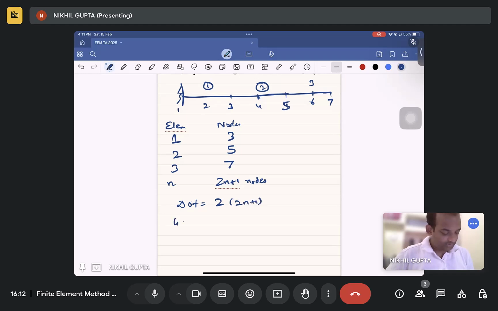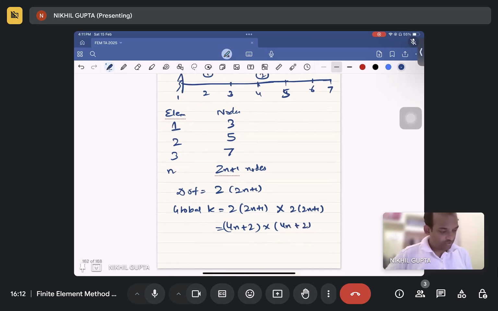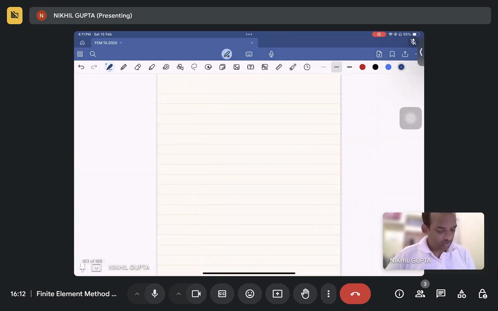Similarly, global K will be twice of 2n plus 1 cross twice of 2n plus 1, which is 4n plus 2 cross 4n plus 2. Now if you reduce it, reduced K will give you 4n cross 4n. Now you will have 4n eigenvalues.